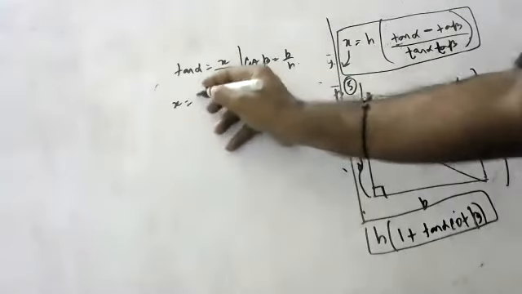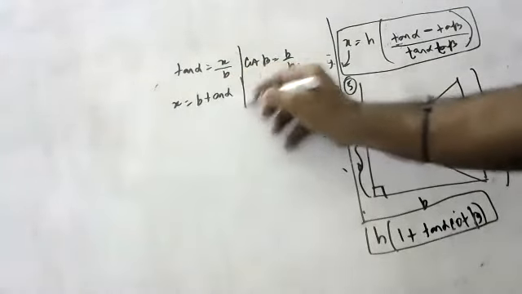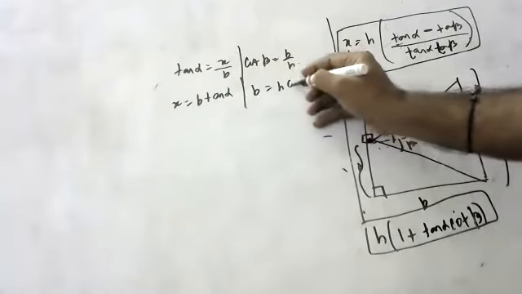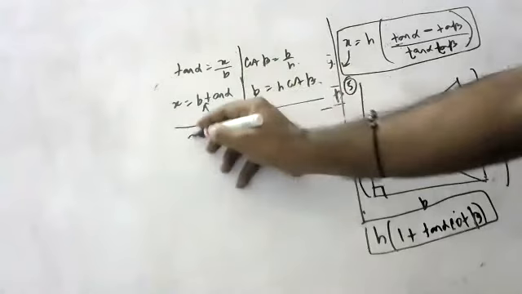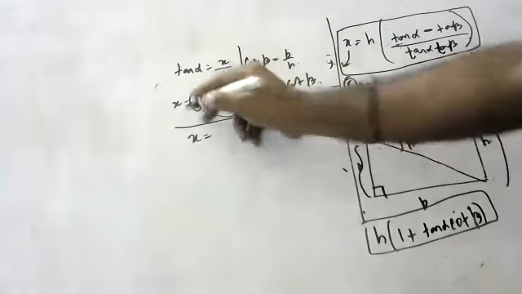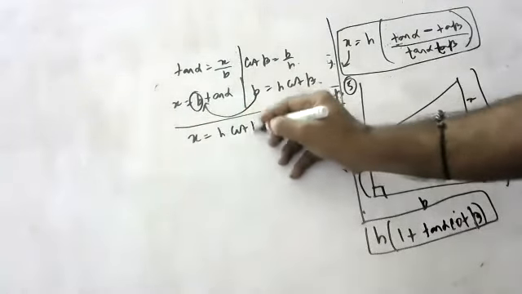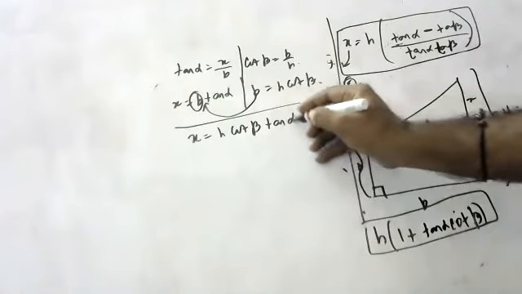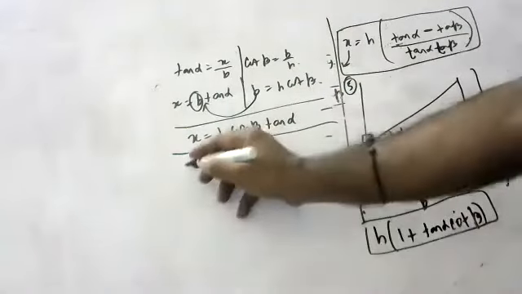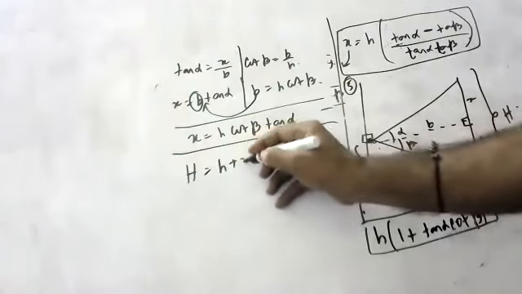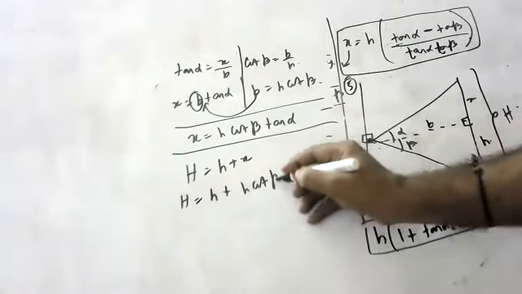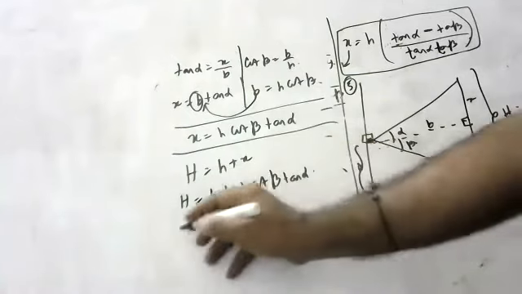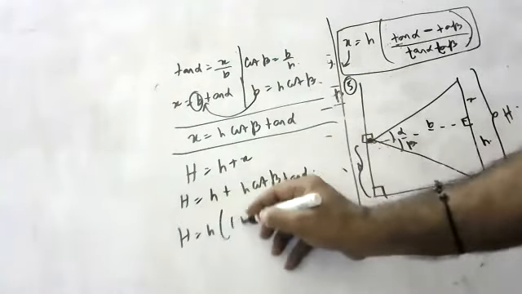x is equal to what, children? b tan alpha. b is equal to h cot beta. Substitute b here. x is equal to h cot beta tan alpha. Now what is the total height of the house? x plus h, h plus x. What we got for x, children? h plus cot beta tan alpha. So h is equal to, take h common.